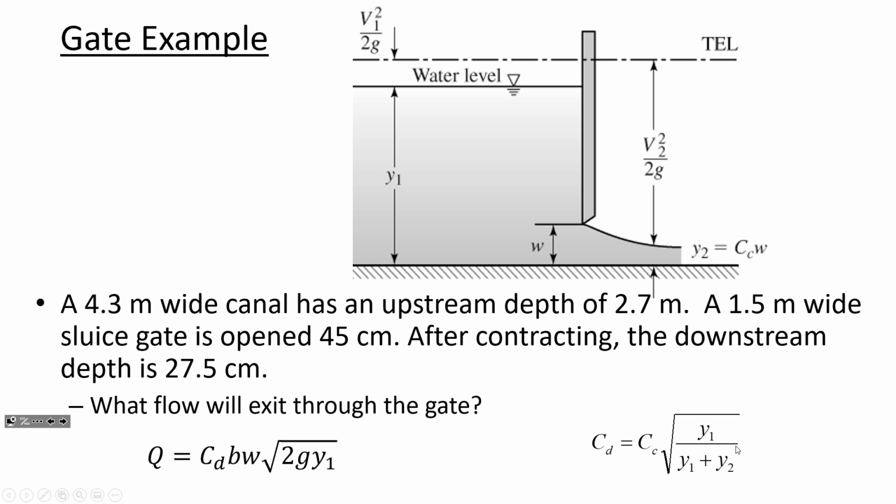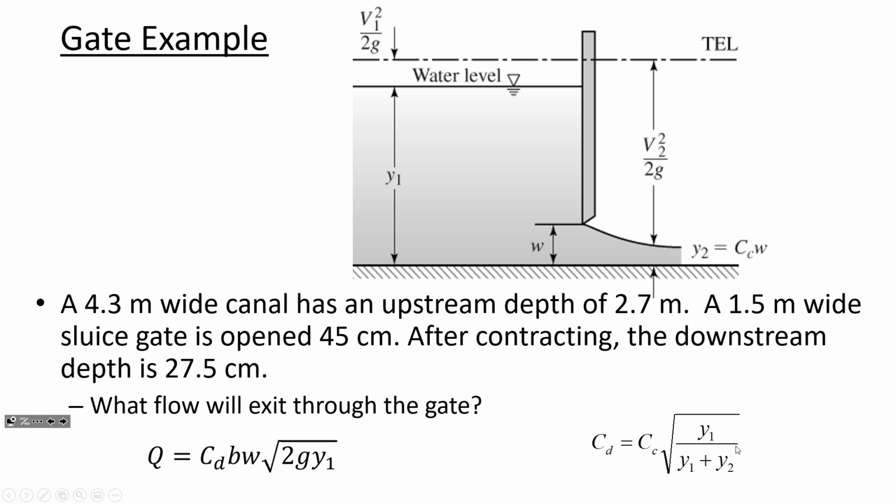Okay, so the coefficient of contraction is 0.611. And from that, we can put it into the formula for the coefficient of discharge. So the C sub D is the coefficient of contraction, 0.611, multiplied by the square root of 2.7 meters, which is the upstream depth, divided by 2.7 meters plus 0.275 meters.